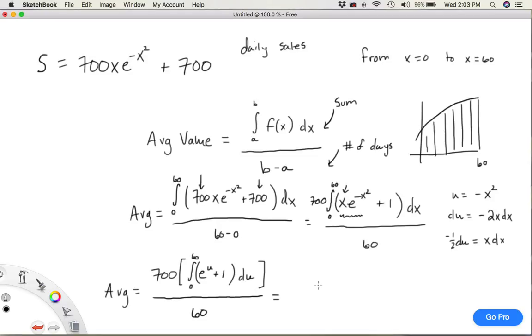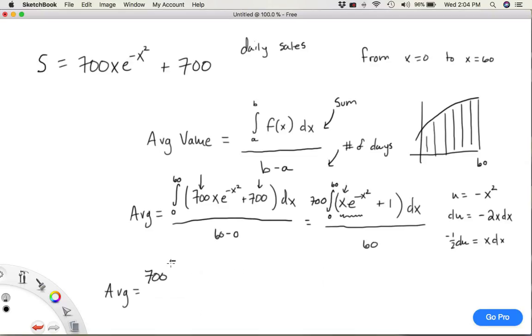Okay, now that we've done the u substitution, the integral works out pretty nicely. The integral of e to the u is just e to the u. So we get 700 e to the u plus, oh, you know what? I probably should have separated these into two integrals. I'm going to go back one little step, right? Back here. Sorry about that.